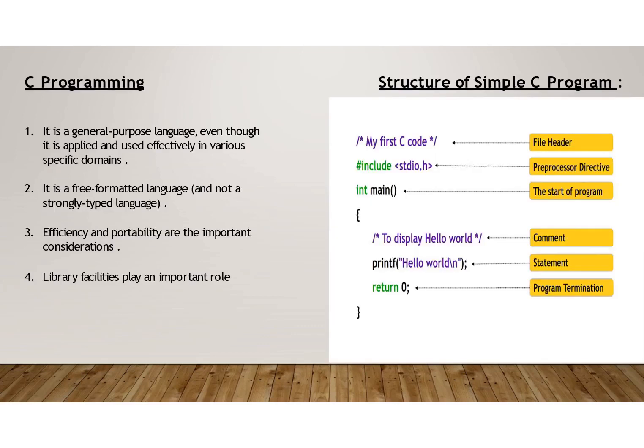See, the C programming. C programming is a general purpose language, even though it is applied and used effectively in various specific domains. It is a free formatted language and not a strongly typed language. Efficiency and portability are the important considerations. Library facilities play an important role. In the slide, you can see the basic structure of the C language.